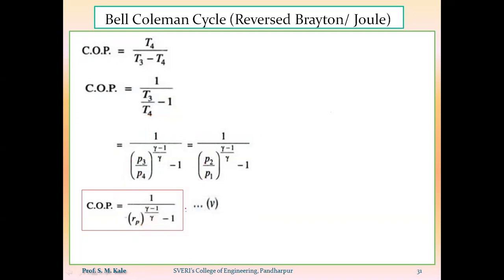So by using this formula, we have to solve the problem. This is the equation by which we are going to calculate the value of COP of Bell-Coleman cycle. So COP of Bell-Coleman cycle is given by 1 upon Rp raised to gamma minus 1 upon gamma, minus 1. Are you getting how this term is coming? Yes or no? Write in the chat box so that I will come to know.